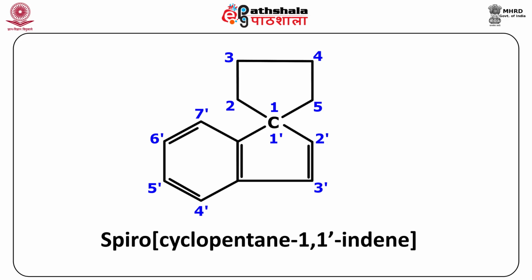Now consider the case where one or both components of a monospiro compound are fused polycyclic systems. For example, in the given figure, we have an indene ring attached to the spiro carbon atom. In such a case, the word spiro is placed before the names of the components, arranged in alphabetical order and enclosed in brackets. The numbering of the individual components is retained. You must remember that here the lowest possible number is given to the spiro atom, that is 1, and the numbers of the second component are marked with primes, here 1 prime. The position of the spiro atom is indicated by placing the appropriate numbers between the names of the two components. So, this spiro compound is named spiro[cyclopentane-1,1'-indene].